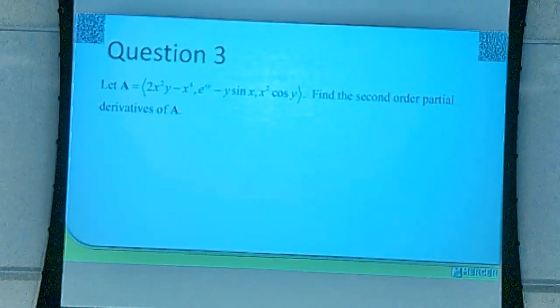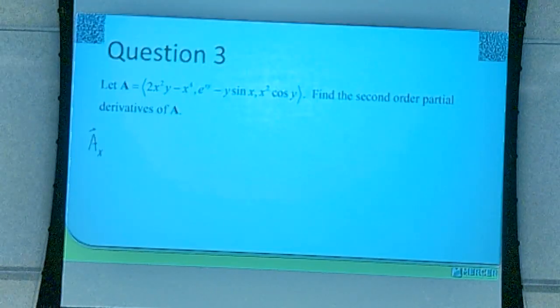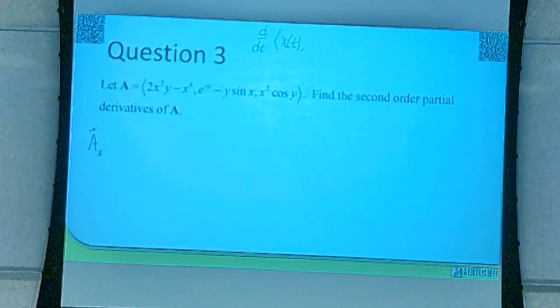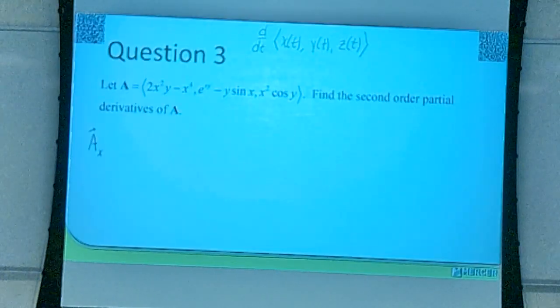Oh, but by the way, since your vector fields are just multivariate vector valued functions, they have partial derivatives. We want to find second order partials for A. Well, how do you think you'd find, for instance, the partial of A with respect to x? If you just had a vector valued function r of t and you wanted to find the derivative with respect to t, how'd you do it? You want to take the derivative of that vector. What do we do?